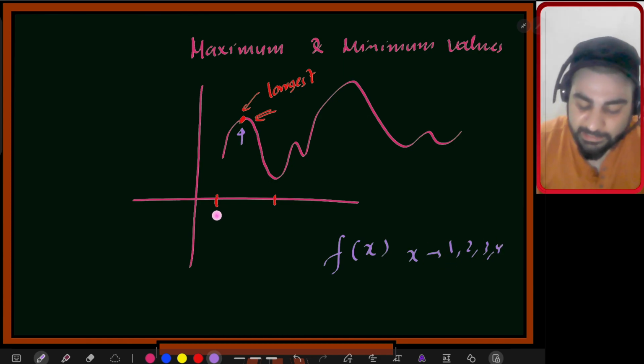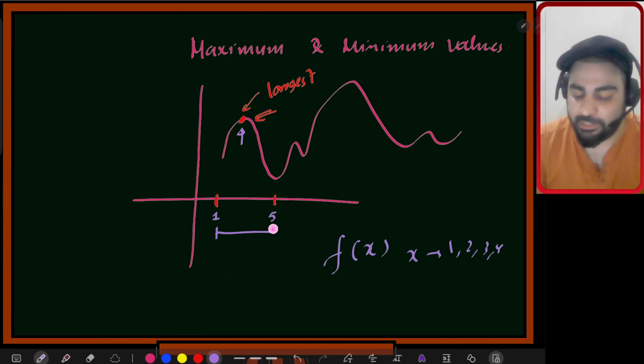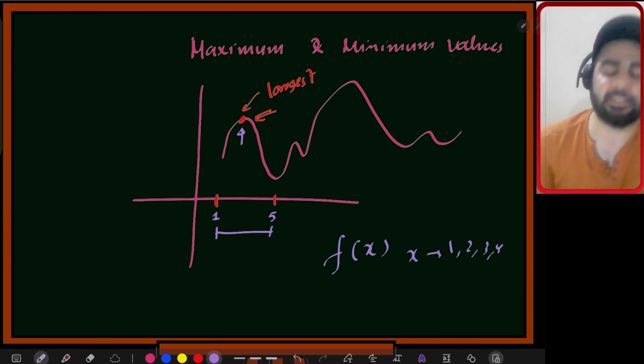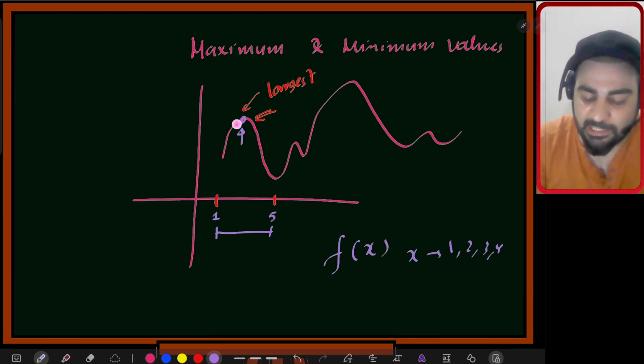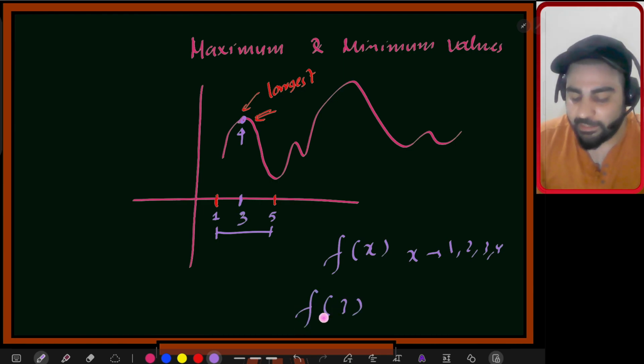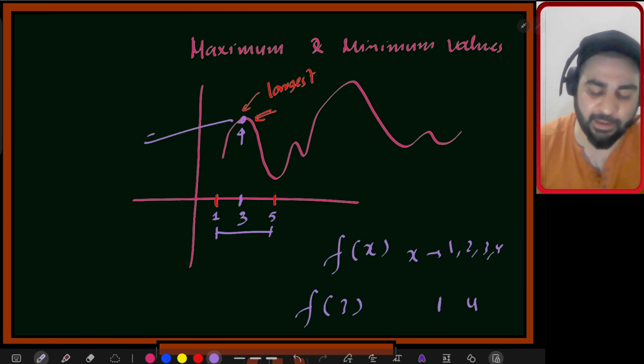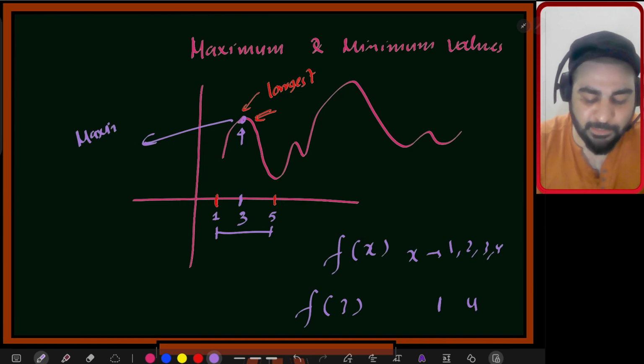Suppose this is 1 and this is 5. In this interval, x will somewhere take a highest value. Let's call this value 3. It took this largest value, so f of 3 is greater than everything between 1 and 4. We will call this value the maximum value in its neighborhood.